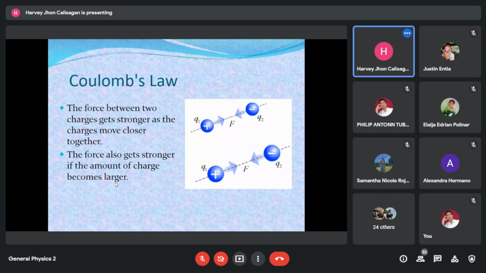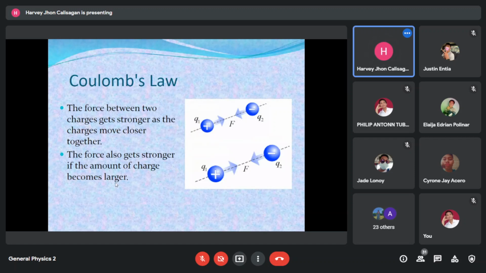How about you, Lunoy? How do you interpret the statement, Lunoy? Was the statement all about the charges being directly proportional to the force, or inversely proportional to each other? Are you there, Jade? Lunoy? Yes, sir. Okay, it's just your opinion. How will you interpret the statement of Coulomb's law?